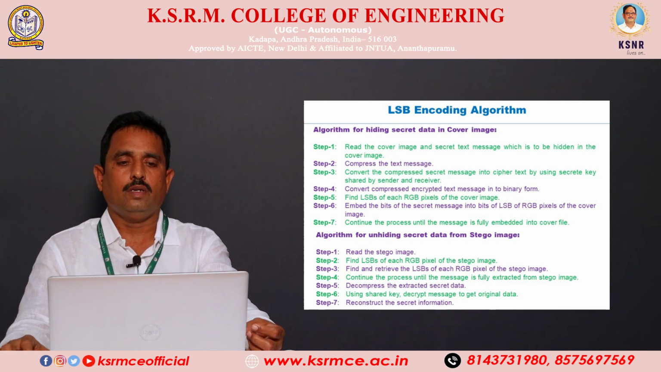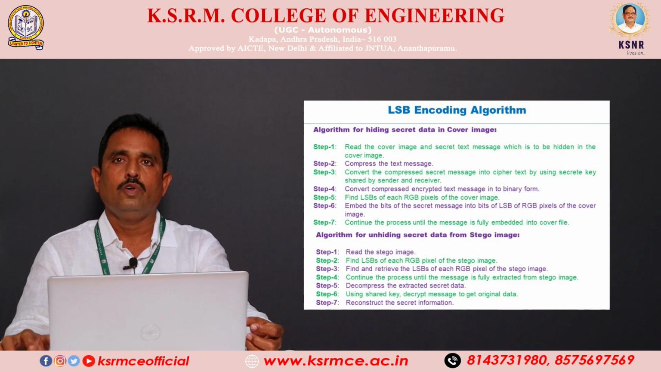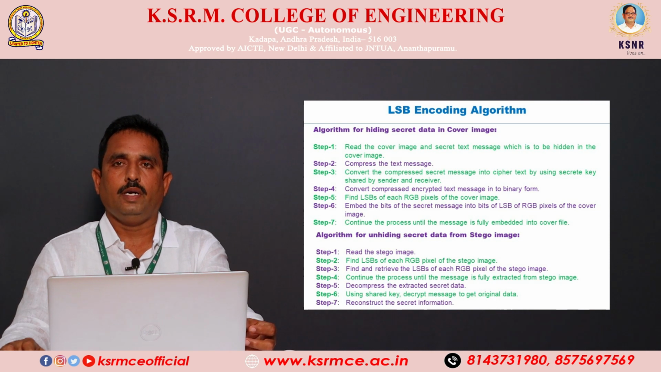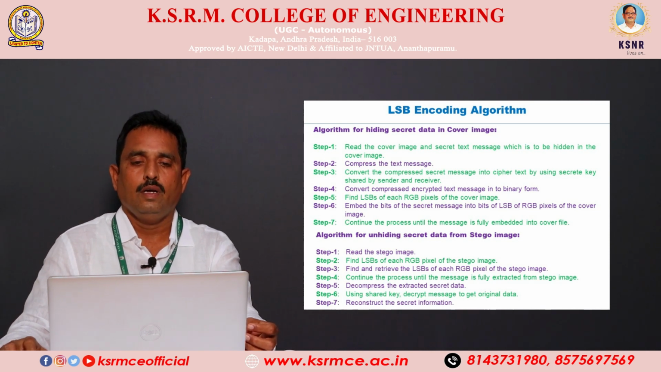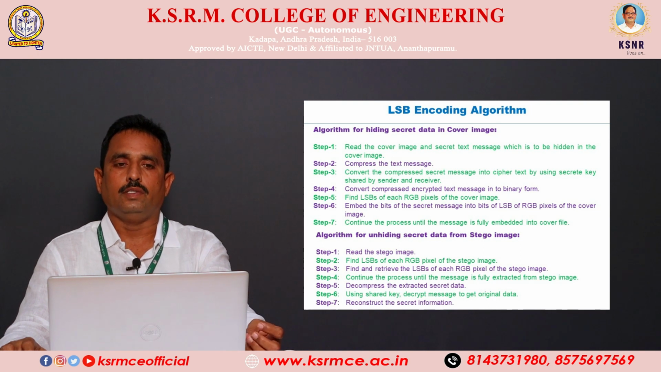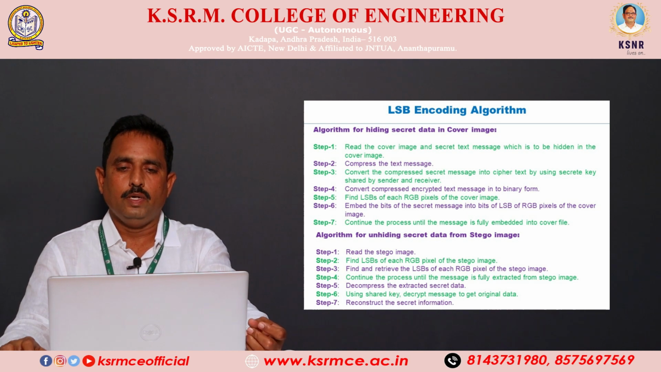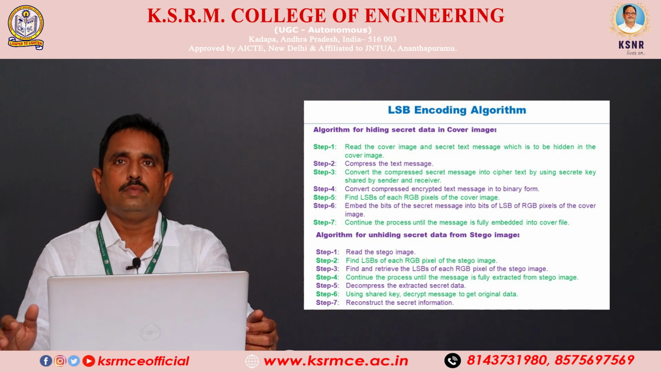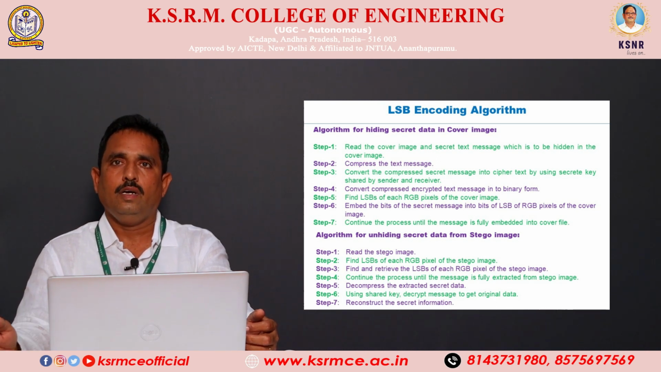Next, step 4, convert the compressed encrypted text message into binary form. We have to convert the given input data, our secret data, into binary form. Then step 5, find LSBs. We have to find the least significant bits of the RGB pixels of the cover image. Then step 6, embed the bits of the secret message into the LSBs of the RGB pixels of the cover image. After finding the LSBs of the RGB pixels, we embed the secret data, which is also converted into its binary equivalent.